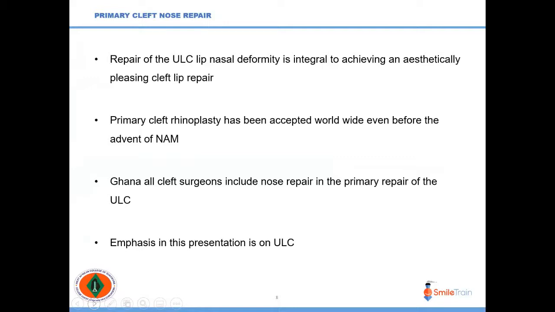The repair, therefore, of the nasal deformity in the cleft is very integral and important in achieving a very good aesthetic outcome afterwards. Primary cleft rhinoplasty has been accepted worldwide, and most surgeons I know incorporate this in the repair of the cleft lip. In Ghana, all the surgeons I know incorporate a form of primary nose repair in their repair.